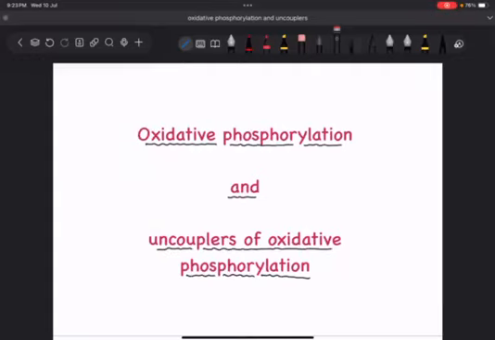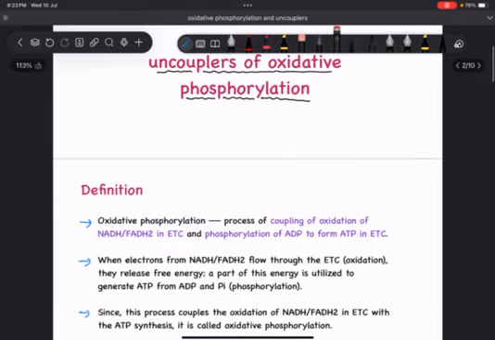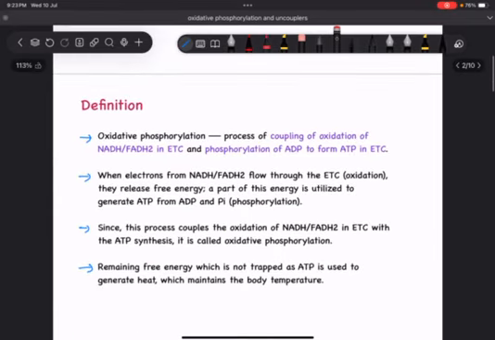So today's topic is oxidative phosphorylation and uncouplers of oxidative phosphorylation. First, about oxidative phosphorylation. Let's talk about its definition. What is its definition? It is a process of coupling of oxidation of the NADH or FADH2 in the electron transport chain and phosphorylation of ADP to form the ATP in the electron transport chain.